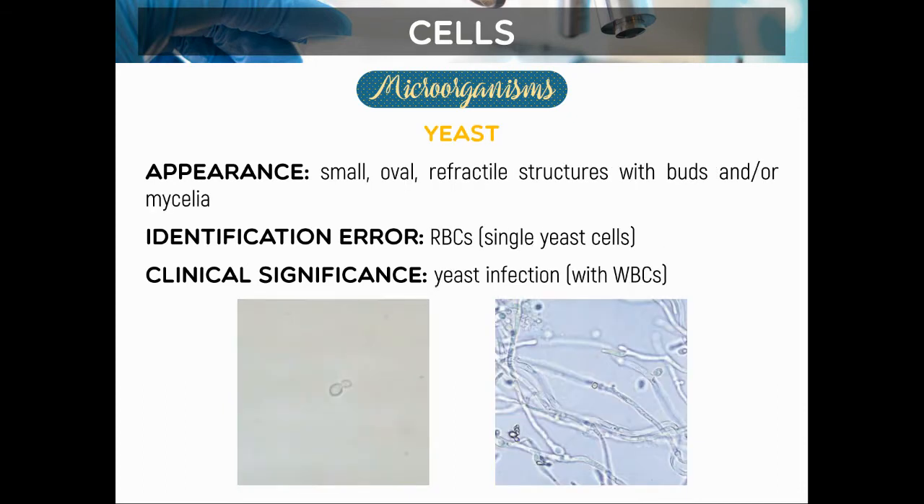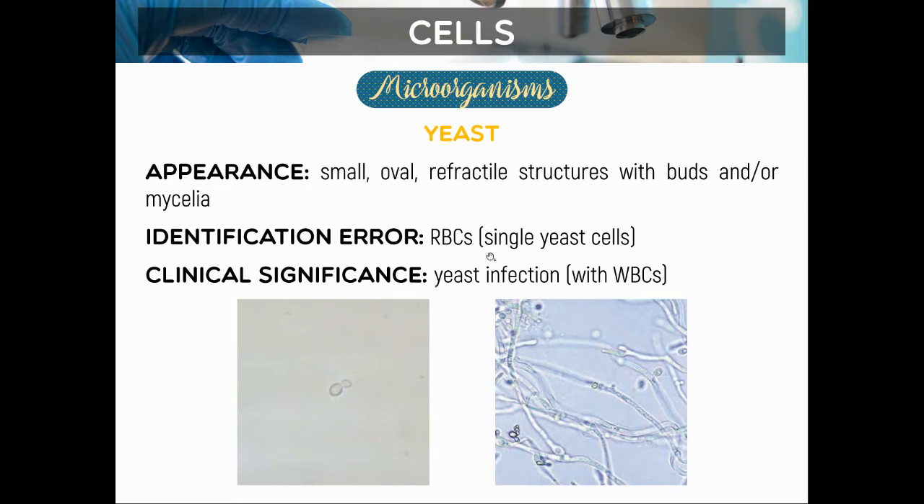So let us now proceed to our yeast cells. They appear as small, oval, refractile structures with buds or mycelia. So in the picture, we can see the budding yeast cells, again small and oval, and they are refractile under the microscope. On the other side, a single branch is called hypha. Again, hypha. But if there are many of them, it is mycelia. So again, hypha is one branch, and if there are many, it is mycelia.